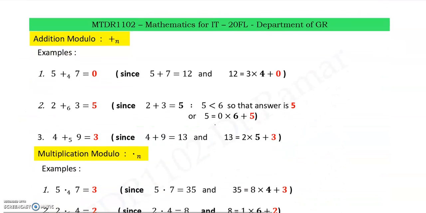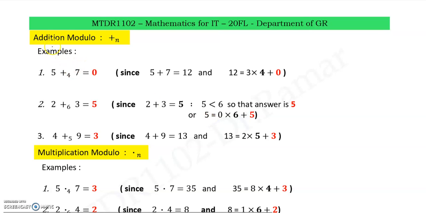Now, we will see one new definition: addition modulo n. Here, 5 addition modulo 4 7 is equal to 0. You see a few examples. How to find this? See, first you take the first number and the second number, 5 and 7. You add 5 and 7, which is 12, first.